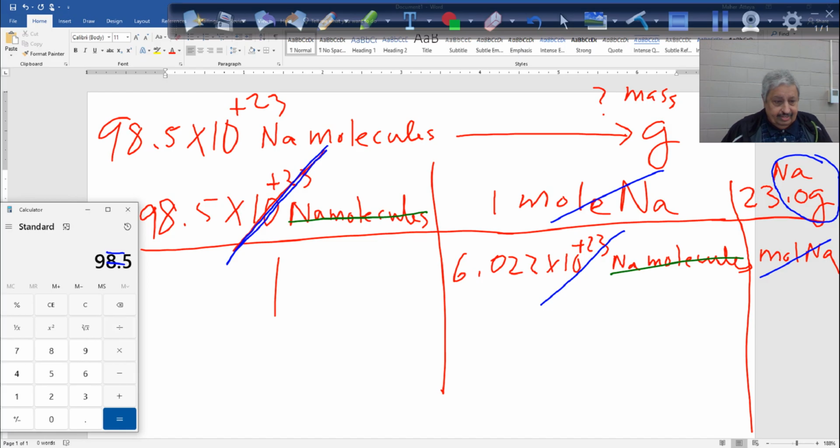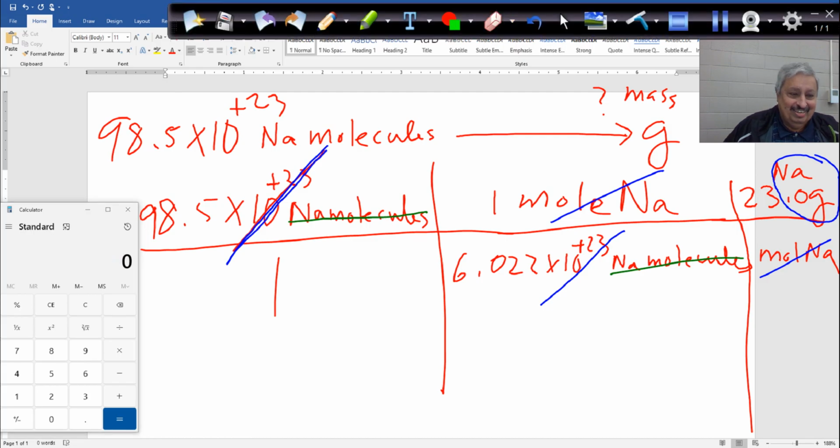98.5 divided by Avogadro's number. The 10 to the power 23 is gone. 6.022, equals, and multiplied by 23.0, and the answer is not correct. What's that? That's what you got? No, that's not it. Just calm down, we'll get it, unless we made a mistake.